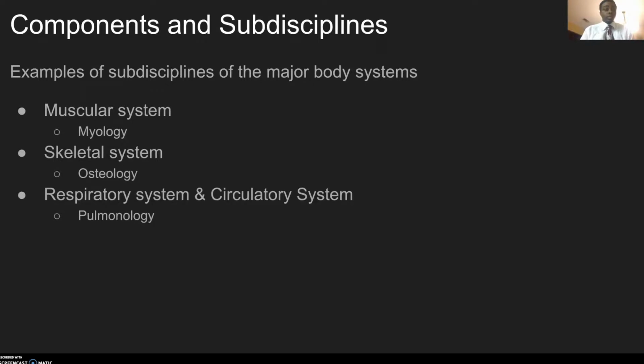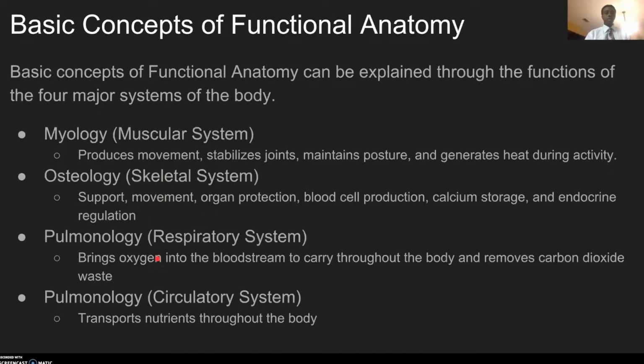Components and subdisciplines. Examples of subdisciplines of the four major body systems. Now, we have the muscular system, the study of how the muscular system works and its functions would be myology. The skeletal system, we have osteology, and the respiratory system and the circulatory system, they work in conjunction together, would be pulmonology, and how they work together will be further explained here in the basic concepts of functional anatomy.